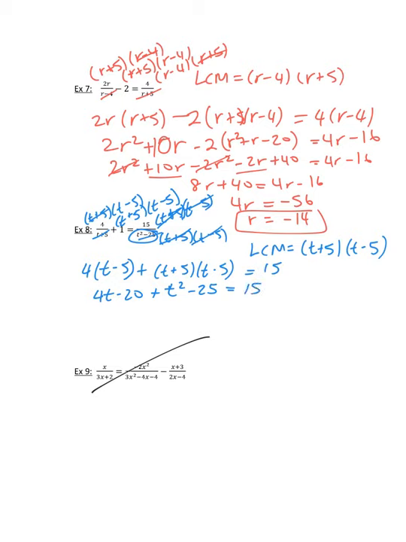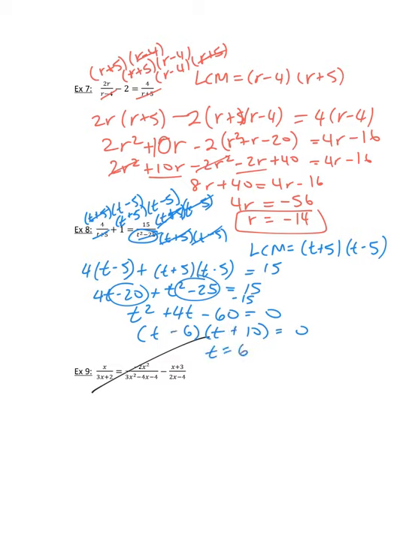This is a quadratic. I'm going to set equal to 0 and reorganize in standard form. So I have t squared plus 4t, and then minus 20 minus 25, and I'm going to subtract the 15, are going to give me negative 60. So I'm going to have two binomials, 6 times 10. 6 times 10, I need a positive on the 10 and a negative on the 6. So I'll have t equal to 6 and t equal to negative 10.